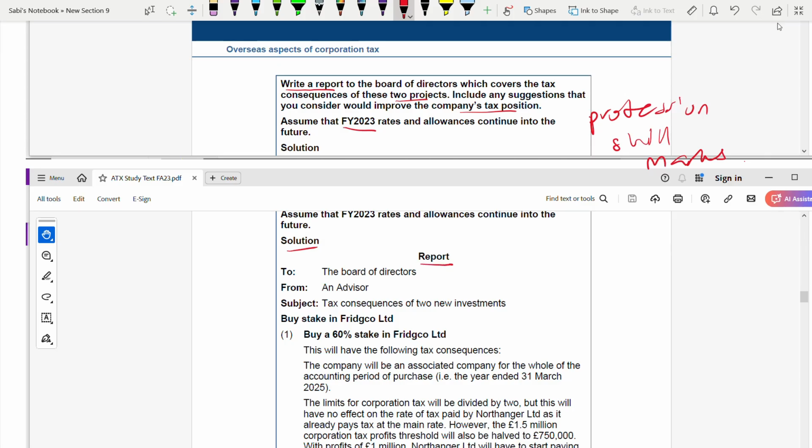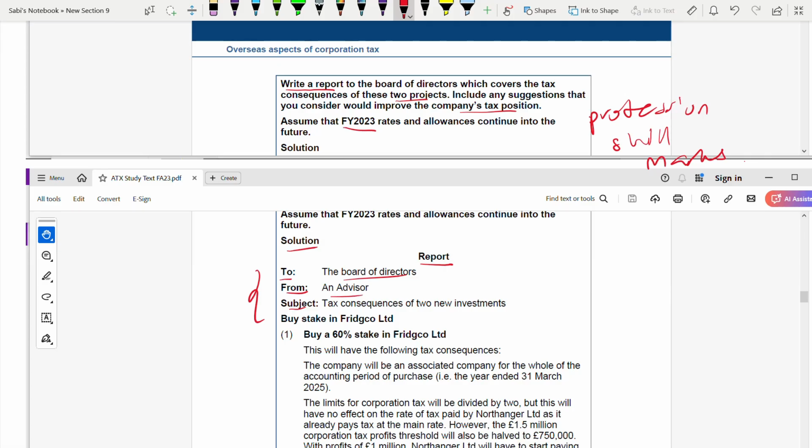This is the report. You are writing a report, and this is the format. Very important: to whom you are writing, from whom, and the subject. You have to write a subject. So you are writing to the board of directors. The question itself told you in the beginning. From whom? You are a tax advisor.